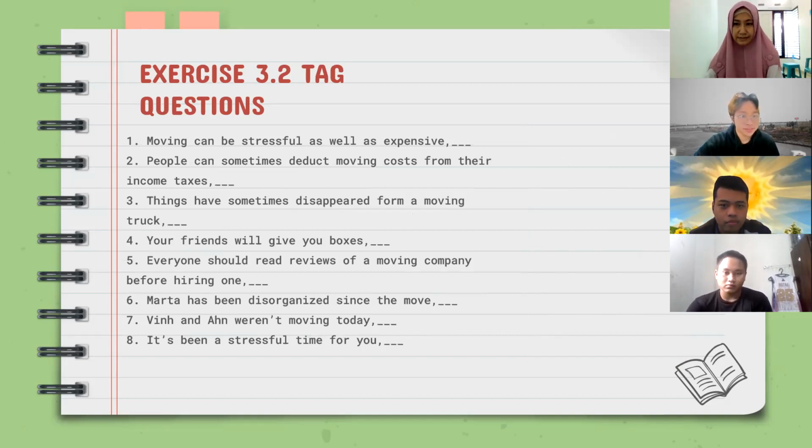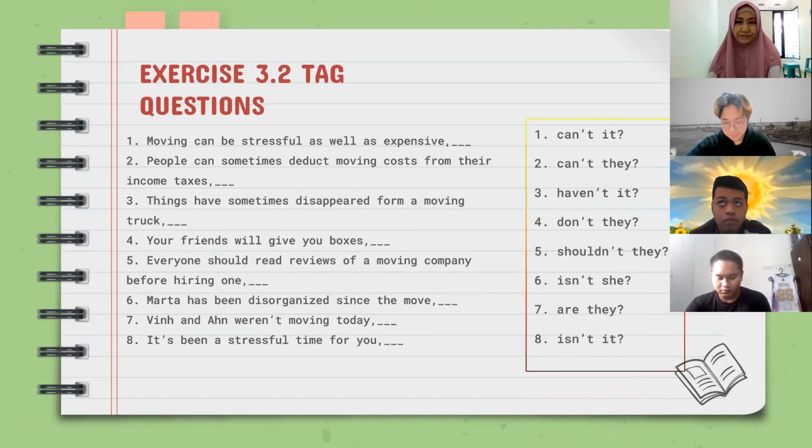Okay, I would like to answer exercise 3.2 again, ma'am. So, number 1, moving can be stressful as well as expensive, can it? Number 2, people can sometimes deduct moving costs from their income taxes, can't they? Number 3, things have sometimes disappeared from a moving truck, haven't it? Number 4, your friends will give you boxes, don't they?